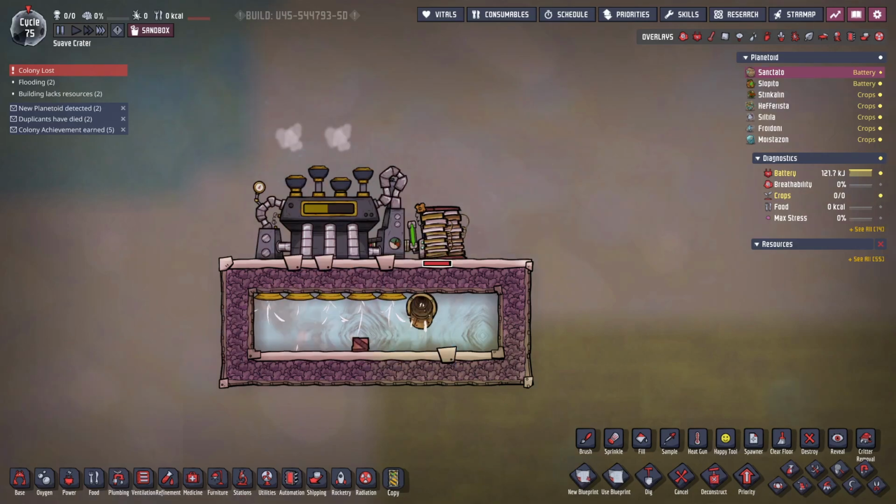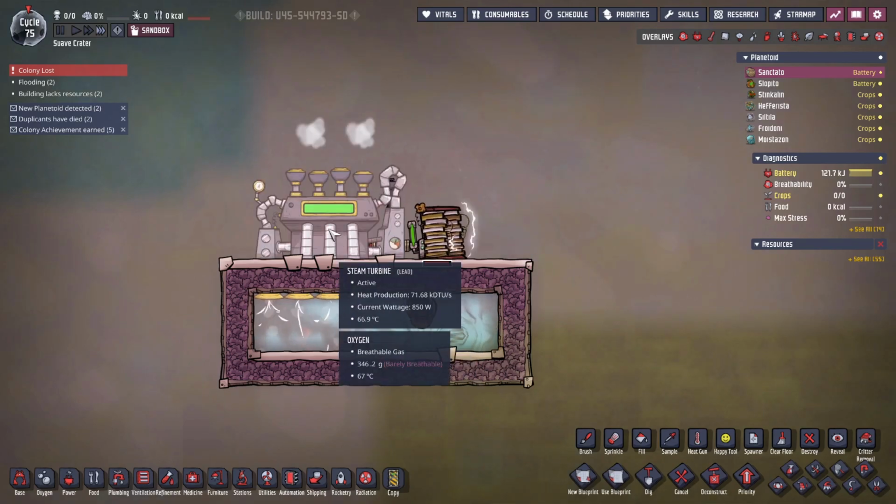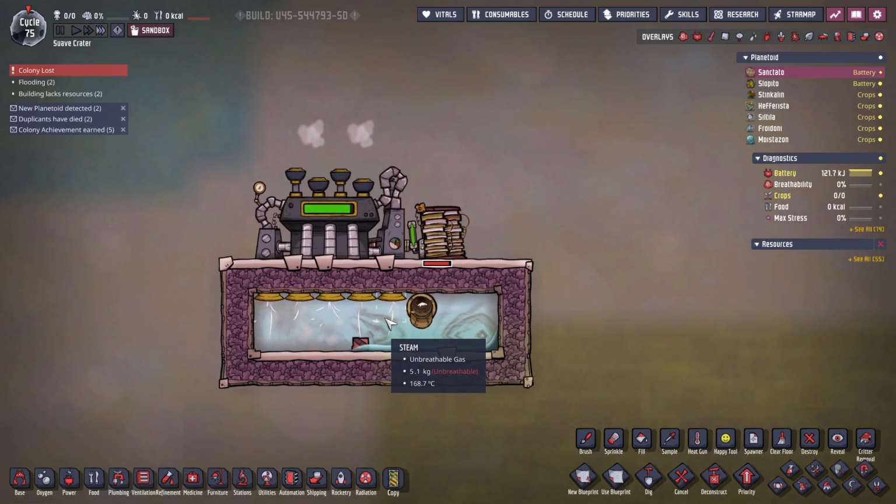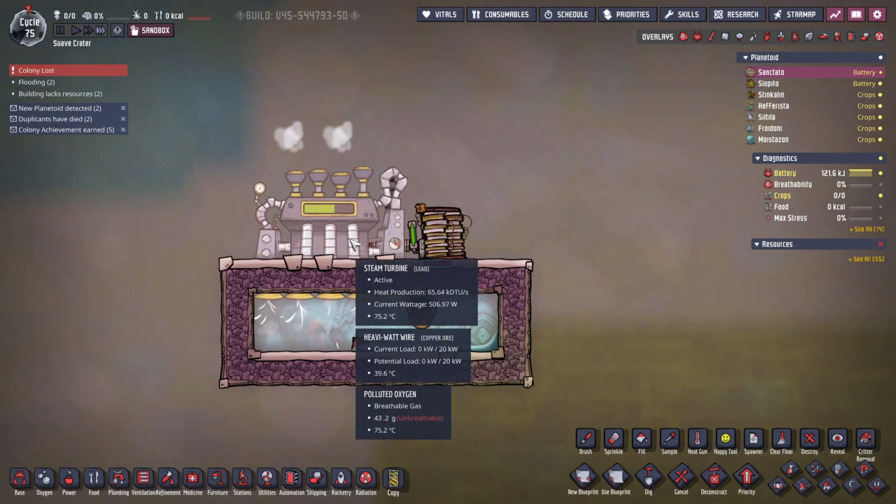I've now removed the airlock. So we have all the 5 inlets free in order to consume steam, and we'll see what happens. I will restart the game, and we can see that the steam turbine is now producing 850 watt, which is the maximum it can produce. But we can also see that the steam temperature is going down little by little, and as it goes down, we can see that the steam turbine's production is going down as well.